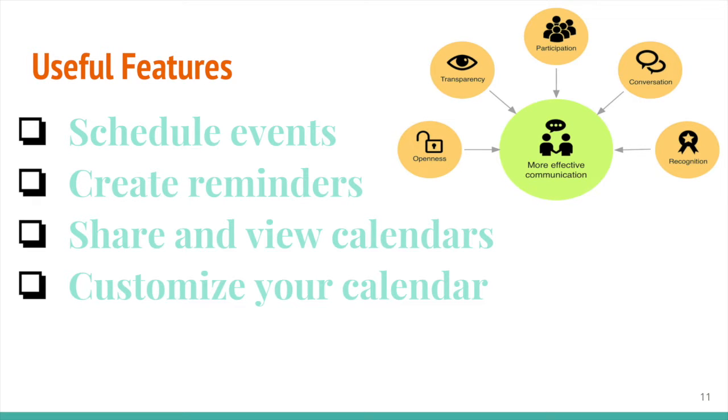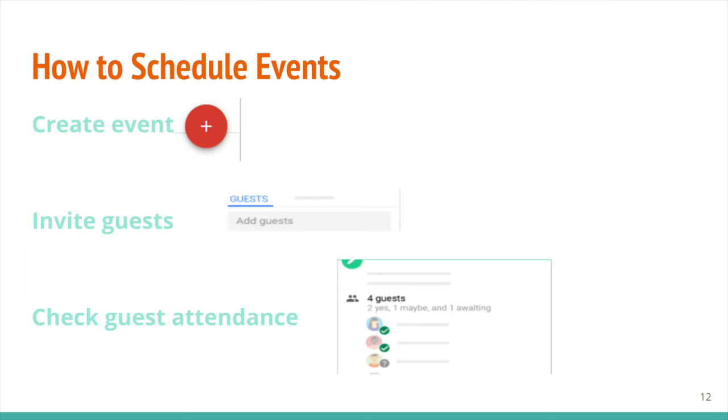The purpose of Calendar, and what sets it apart from other conventional calendars, is to schedule events, create reminders, share and view calendars, and customize your calendar. I'm going to start with scheduling events because it's the most essential part of Calendar. The first step is creating an event. Select the large button at the top right of the page to create the event.